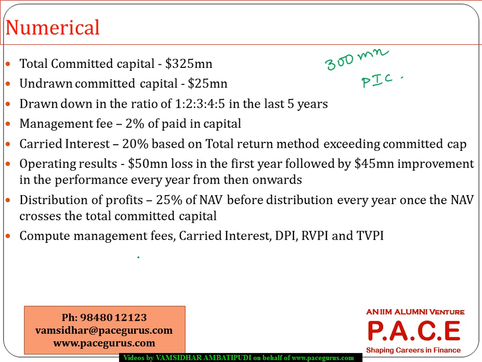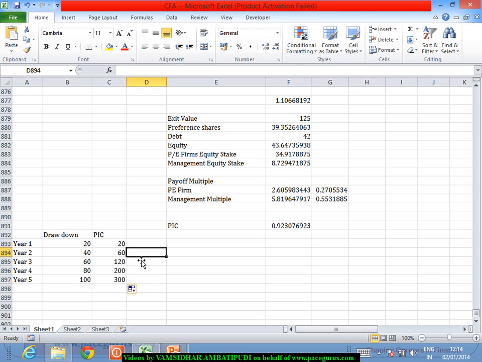The management fee is 2% of the paid in capital. So I will say management fee is 2% of the paid in capital. So this is the paid in capital. The management fee in each of the years is coming out to 2% of the paid in capital. So in each of the years, if I have to compute the management fee, it is around 1.2 million in the year 2, 2.4 million in year 3, and so on. So this is what the management fee is working out to.